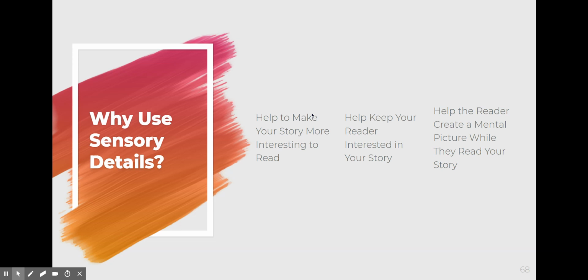Personal narratives have to keep your reader interested the whole time. And they help the reader create a mental picture while they read your story. And I think this is probably the most important part. Whenever you're reading a story, you want to be able to picture what's going on in your mind. And this picture that you create is unique to you, but it's something that the author paints. Someone who writes a really good personal narrative paints that picture well for their reader.